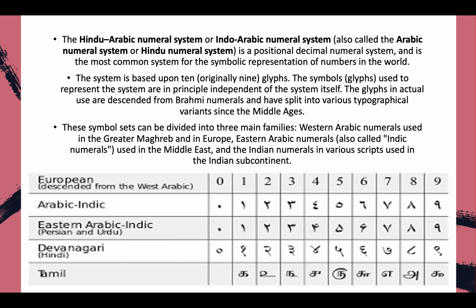The Hindu Arabic numeral system, or Indo Arabic numeral system, also called the Arabic numeral system or Hindu numeral system, is a positional decimal numeral system and is the most common system for the symbolic representation of numbers in the world. The system is based upon 10, originally 9 glyphs. The symbols or glyphs used to represent the system are in principle independent of the system itself.